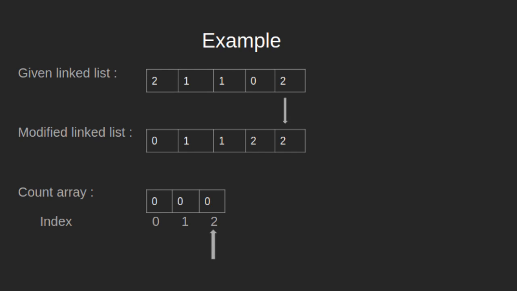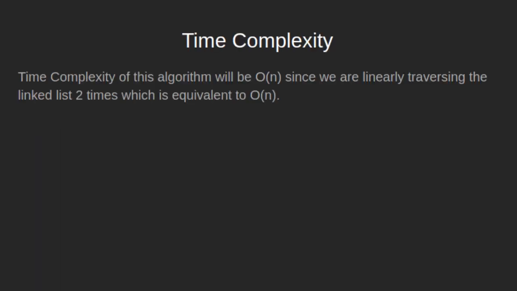So finally our count array becomes 0 and our final modified linked list will look like 0, 1, 1, 2, 2, which is sorted. The time complexity of this algorithm will be O(n) since we are linearly traversing the linked list 2 times, which is equivalent to O(n).